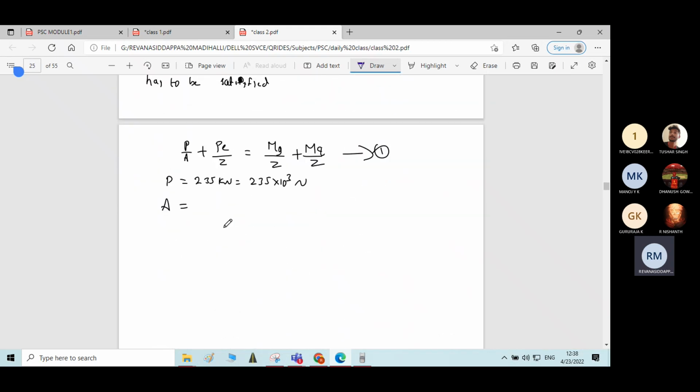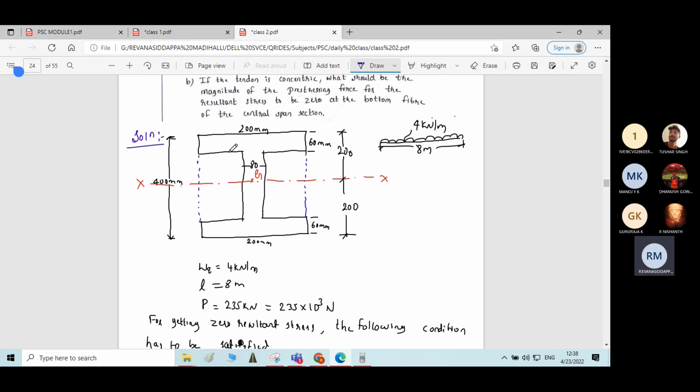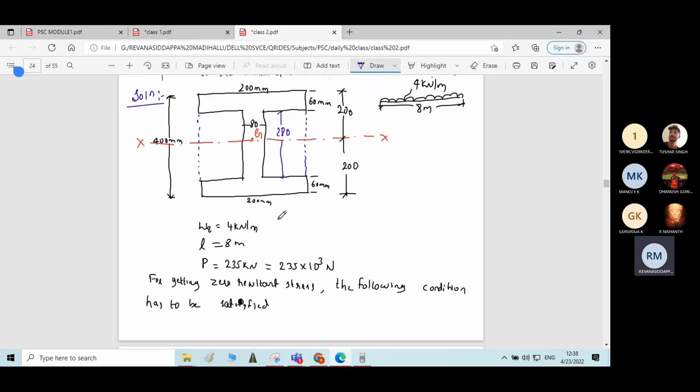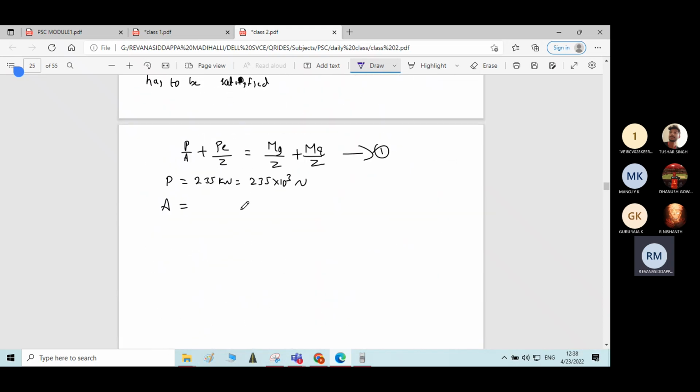Area I can calculate. The total area of the section is area of flange plus area of web. 200 by 60 plus 200 by 60 plus 80 by, what is the depth here? Here depth will be 400 minus 60 minus 60. If you do, you will get 280 mm as depth of the web portion. Okay, so 200 into 60 plus 80 into 280 plus 200 into 60.